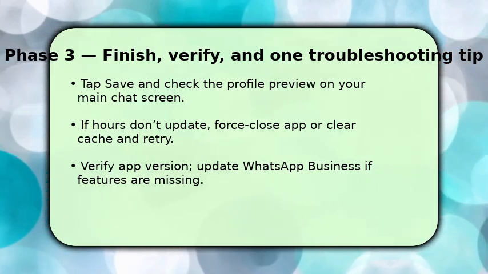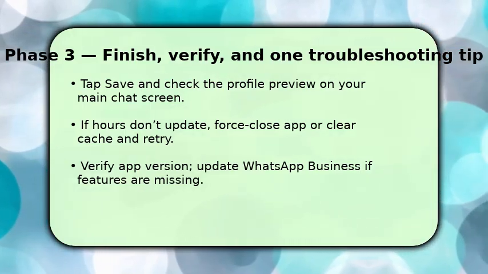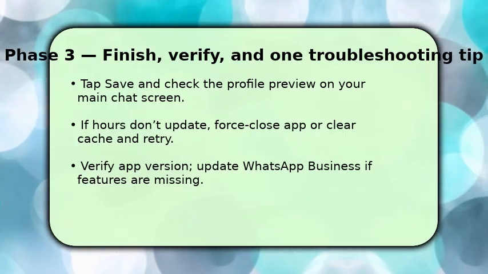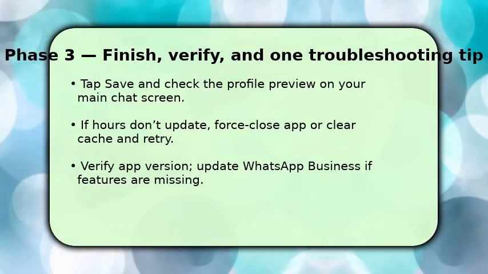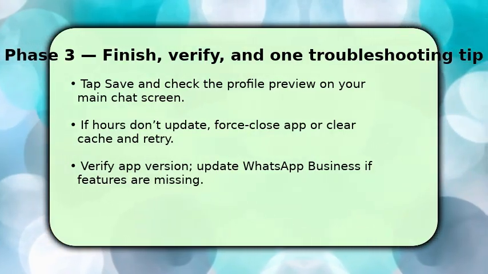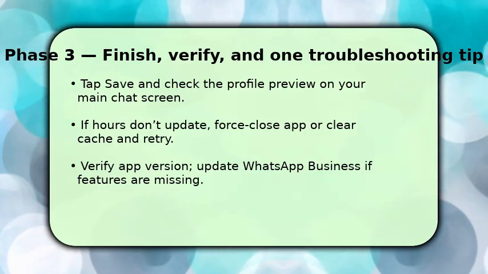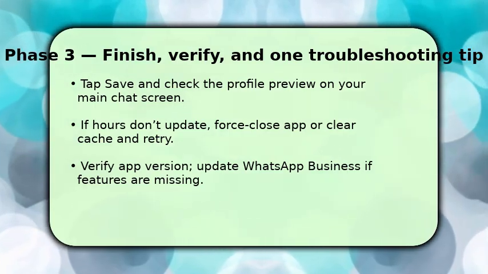If hours options are missing, check and update the WhatsApp Business app. Older versions lack newer scheduling features. Finally, if problems persist, sign out, sign back in, or reinstall. That usually resolves lingering sync or display issues.